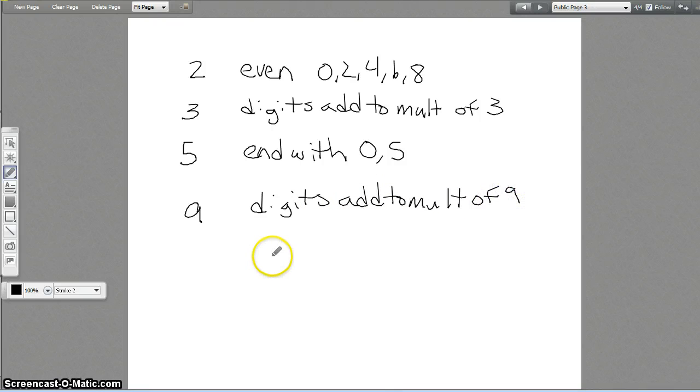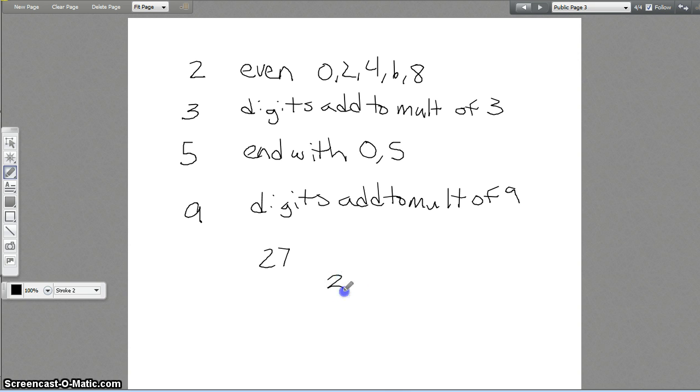Just as an example, let's take the number 27. If we add the digits together, that's 2 plus 7 equals 9. That is a multiple of 9, so that means it's divisible by 9. It's also a multiple of 3, so it is divisible by 3.